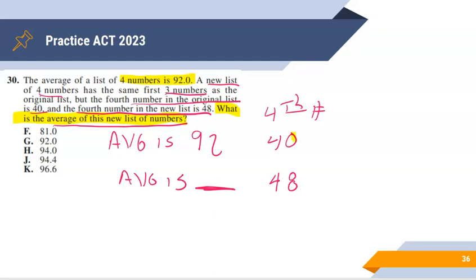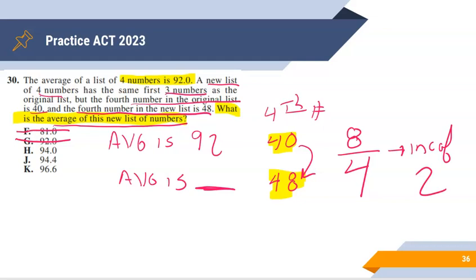Now, if we're looking at this, we're adding a number that's bigger than what's there, right? This 40 gets replaced with a 48. So the average has to go up. It's got to be bigger than 92. So I automatically know it's not the first 2 choices, which would have saved about 35% of the students in the class. Well, we're increasing it by 8, right? From 40 to 48 is an increase of 8. So if I took that increase of 8 and divided by the 4 numbers, doesn't that mean we have an increase of 2 in the average? So if the old average was 92, our new average is 94.